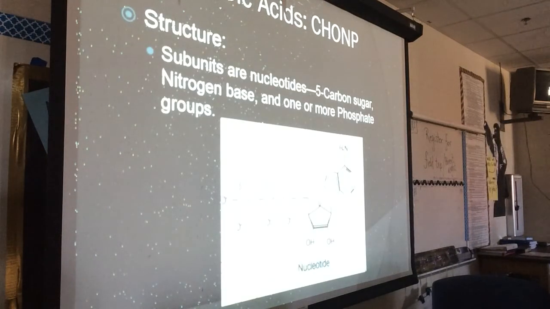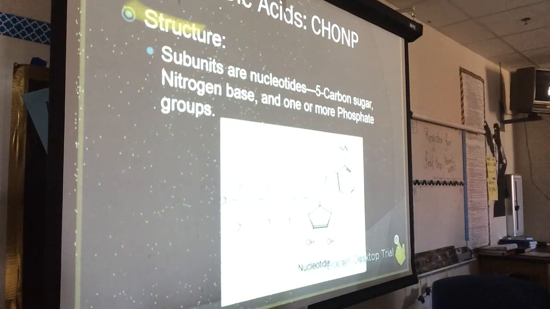So let's look at the structure of a nucleic acid. These are the biggest of the biomolecules. So structure, the subunits are nucleotides. It has a sugar, which if you remember, a sugar is a carb. There is a carb inside of a nucleic acid. It has nitrogen and it has a phosphate.